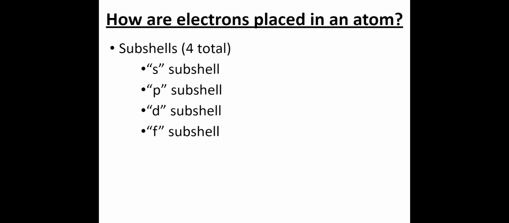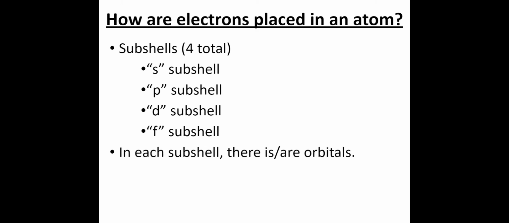Those visual descriptors have become shortened over the years to represent the different electron subshells when we describe where to find electrons inside an atom. The S subshell, P subshell, D subshell, and F subshell. But wait, there's more. Each one of those subshells contains orbitals.